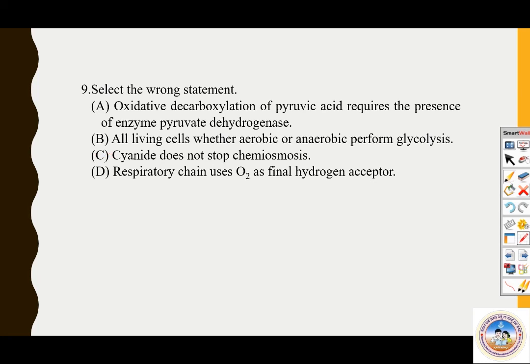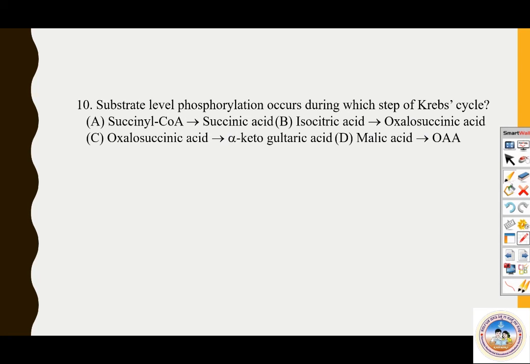Substrate level phosphorylation occurs during which step of the Krebs cycle? Am I clear to you? So moving ahead, the next question, the 10th one. It is telling you substrate level phosphorylation occurs during which step of the Krebs cycle? Under this, succinyl CoA to succinic acid.